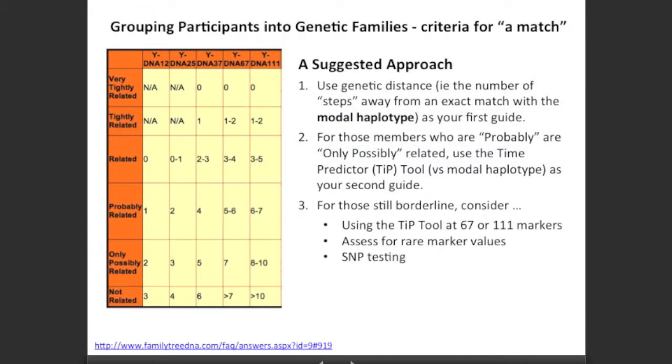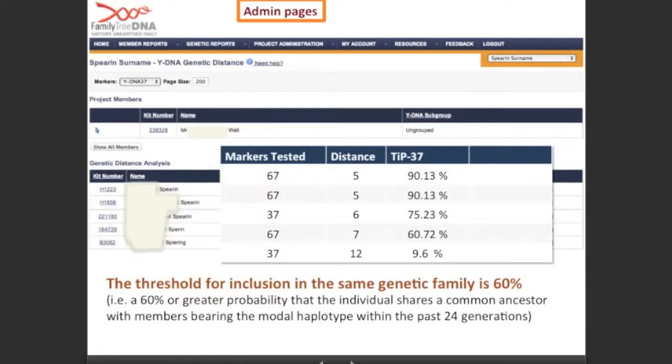Now, supposing there are still borderline cases, and that 60.7% is bothering me because it's so borderline. What can you do then? Well, you consider using the tip tool at 67 or 111 markers, but not everybody will have tested out that far. You can assess the people involved for rare marker values. If they both share a rare marker value, then they probably are in the same genetic family. But the real clincher, the real decider, would be to do formal SNP testing, and that would be extra on top of what you've already done.